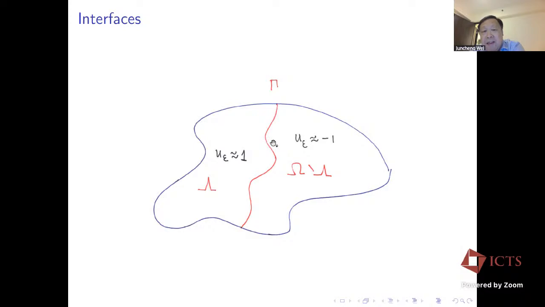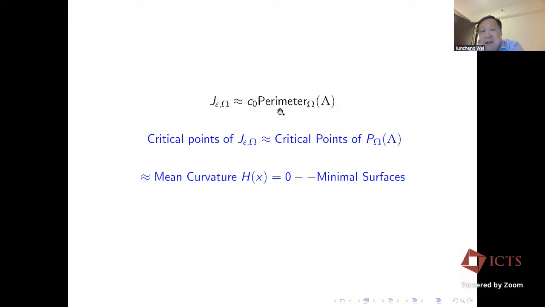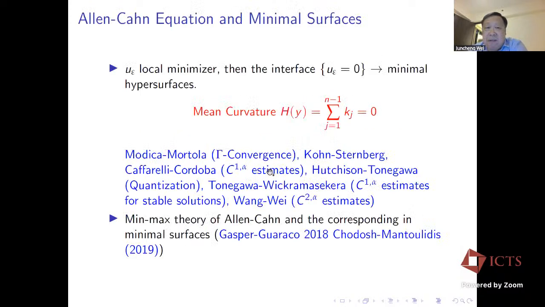Formally comparing energies, the energy is like the perimeter of the interface. So formally, critical points of the Allen-Cahn energy correspond to critical points of the perimeter. The critical points of the perimeter are where the mean curvature equals 0, which is a minimal surface. This is a formal argument, and this argument works for gamma convergence.